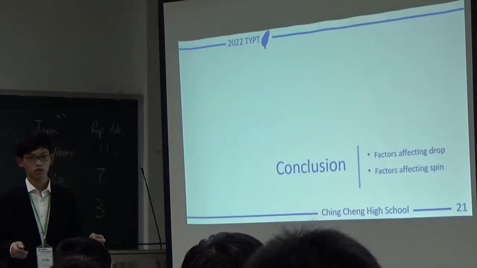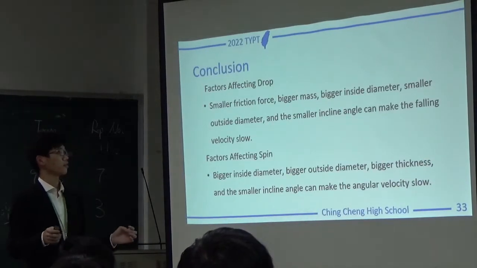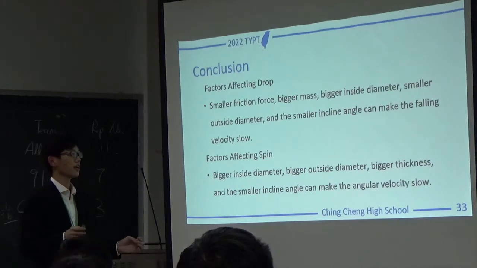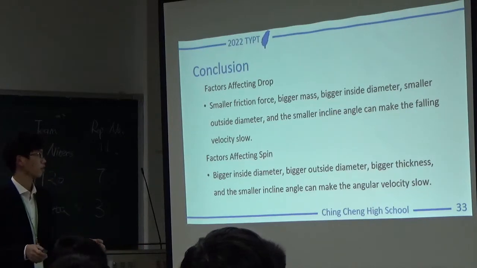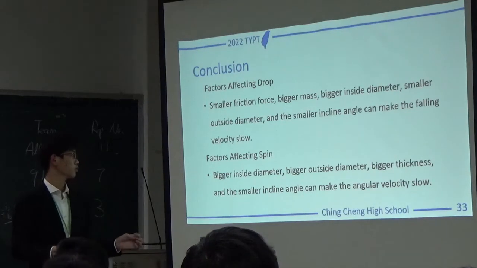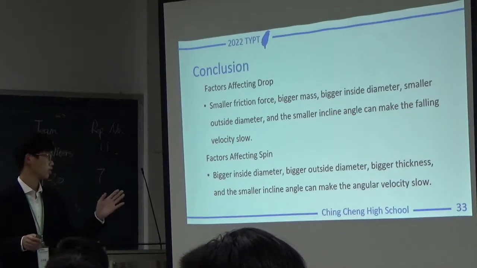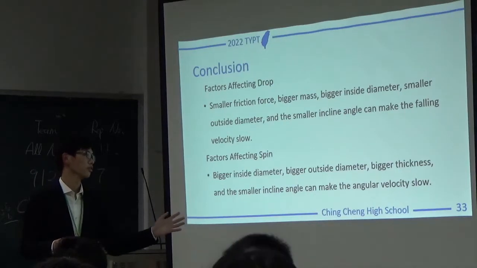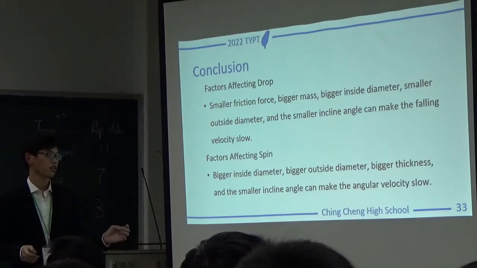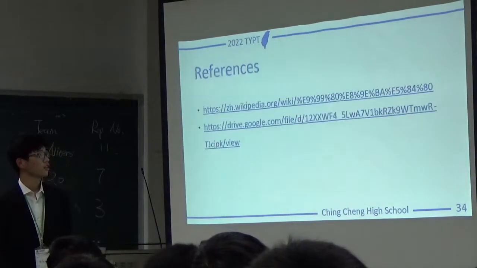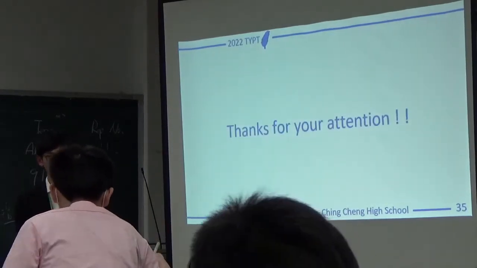And here's our conclusion. For dropping, smaller friction force, bigger mass, bigger inside diameter, smaller outside diameter, and a smaller incline angle can make the falling velocity slower. And for the angular velocity, bigger inside diameter, bigger outside diameter, bigger thickness, and a smaller incline angle can make the angular velocity slower. These are references, and this is my report. Thanks for your attention.